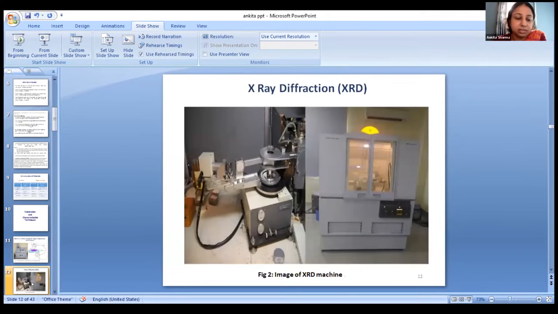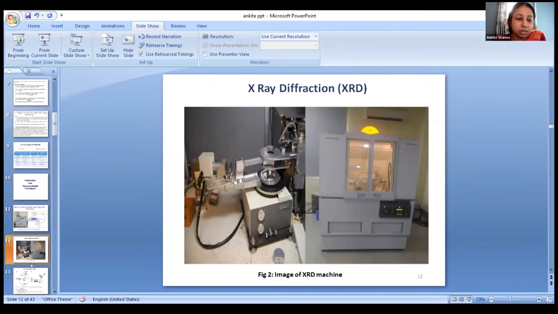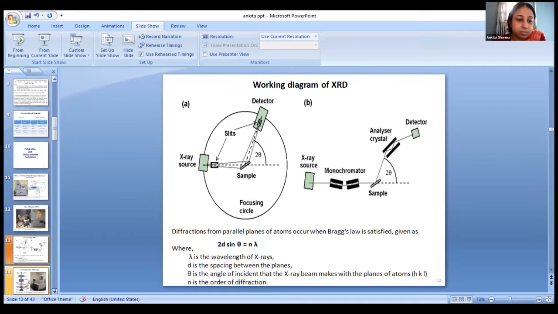Now for analysis, we are using different analyzing machines like the X-ray diffraction machine, in which diffracted X-rays are used in order to study the structure of the thin films. These scattered X-rays are recorded using a detector, and then they are graphed accordingly.